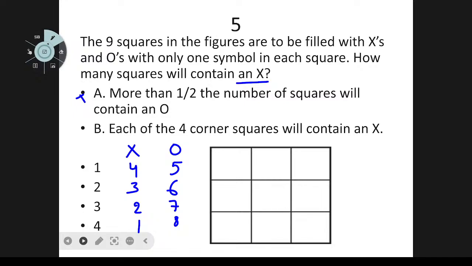So I will not get the answer. What about the second one? Each of the four corners squares will contain an x. That means here, here, here, and here. It will contain an x, definitely.